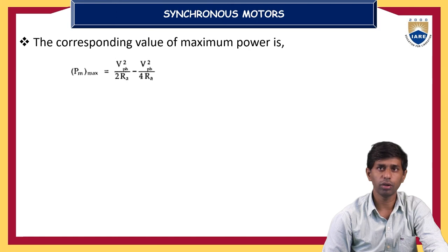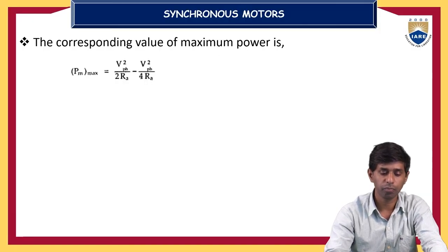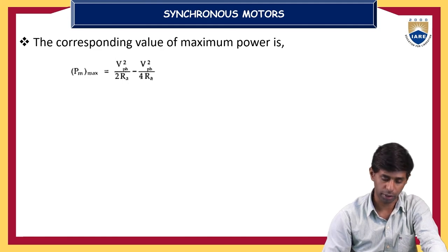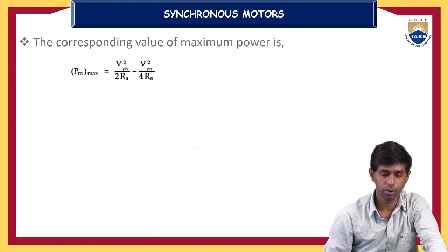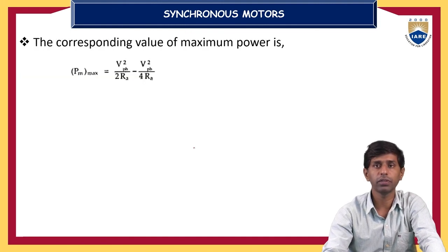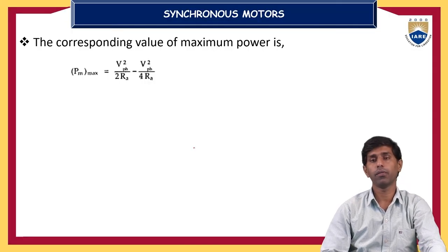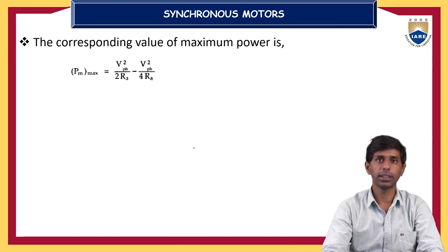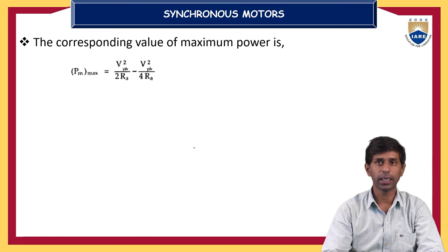The corresponding value of maximum power is V phase square by 2RA minus V phase square by 4RA, where you substitute EB. So it is V phase square by 2RA minus V phase square by 4RA. So this is the power flow diagram as well as the power developed by the synchronous motor, the output power as well as the input power, and the condition for maximum power developed as well as the excitation limits for the corresponding maximum power developed in a synchronous motor.